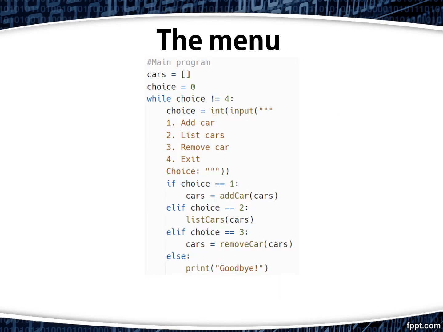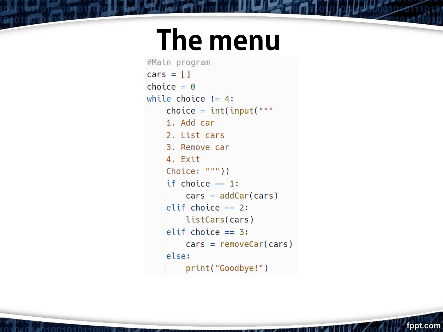This is the main program and menu system. We start with a cars array into which our objects will be placed. We then have a while loop with our menu that allows us to call the add car, list cars and remove car methods that we've created.